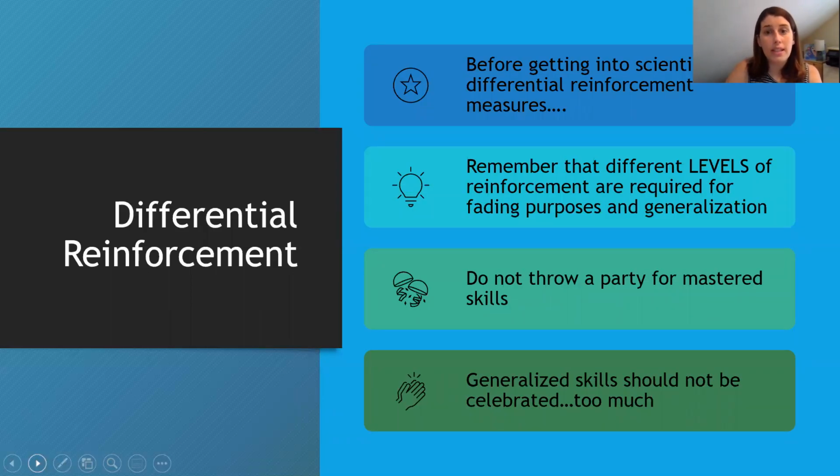Before we get into the scientific differential reinforcement measures, I just want to remind everybody that different levels of reinforcement are required for fading purposes and generalization. We're not going to throw a party for mastered skills, and likewise, we're not going to celebrate generalized skills as often as we would celebrate skill acquisition programs. We do still want to include some opportunities for positive reinforcement to keep our learner involved and excited about learning.